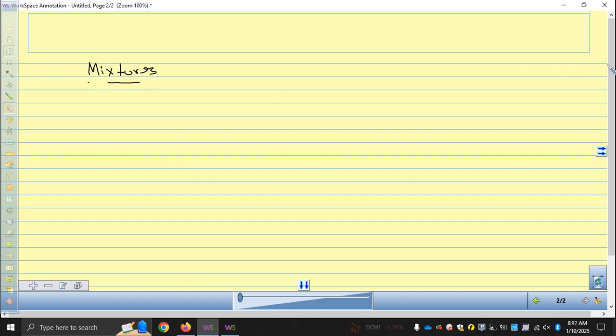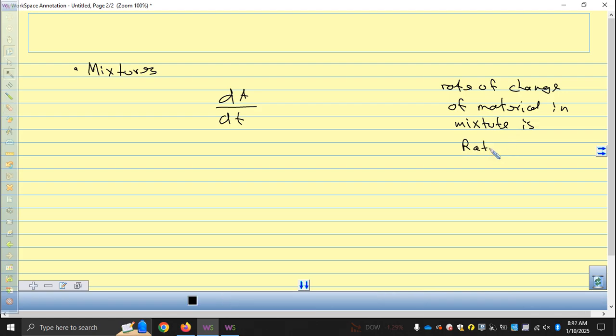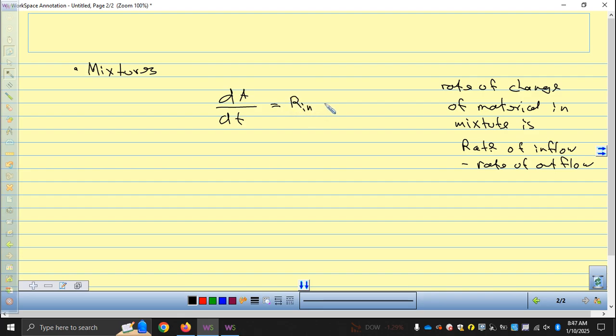Mixtures. This is the tanks with saline solution, etc. For that one, the rate of change, I'll write in words, of the material in the mixture is the rate of inflow minus the rate of outflow. So rate in minus the rate out.